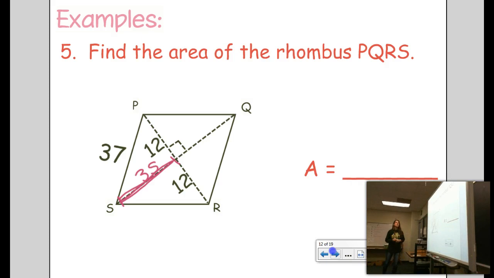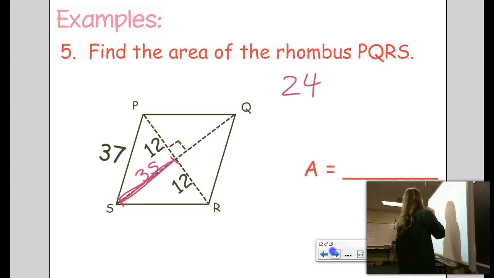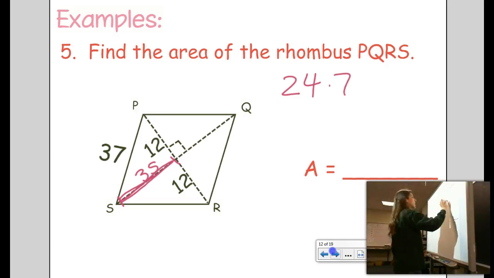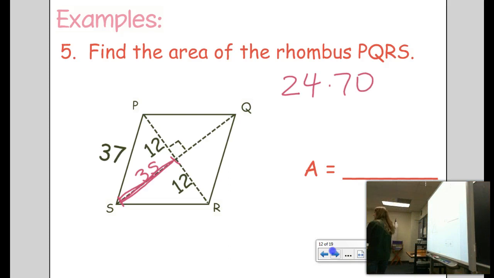All right, Matt, how long is one of the diagonals? 24. Glad you didn't say 12. 12 was not the length of the diagonal. That was only half of it. So Matt, what about the other diagonal? 70. Oh, my goodness. Where did 70 come from? 35 times 2. Very good.